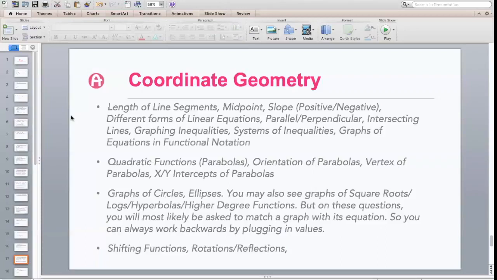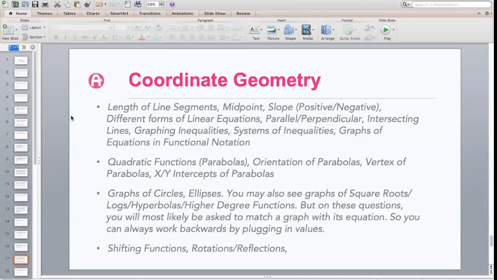The test does cover more conic concepts than the SAT. So you are going to see circles like on the SAT, but you will also see ellipses. You might also see square roots, logarithmic graphs, hyperbolas, and higher degree functions. But on these questions, it's mostly about matching a graph with an equation. And even if they aren't familiar with what a quartic graph looks like, you can always work backwards and plug in values and find which answers work out.